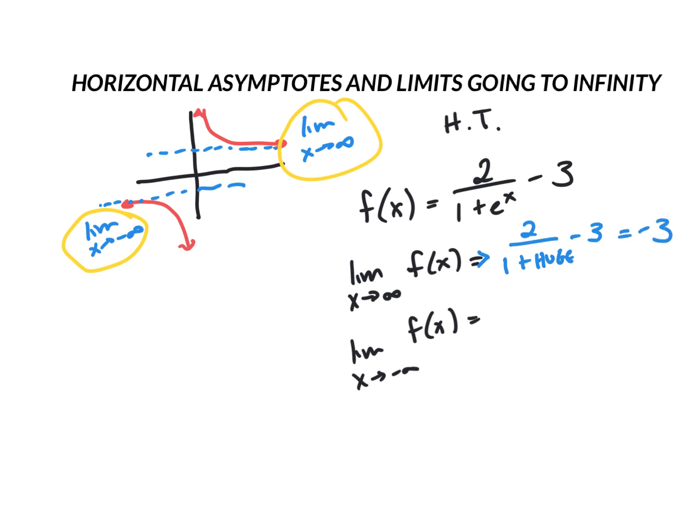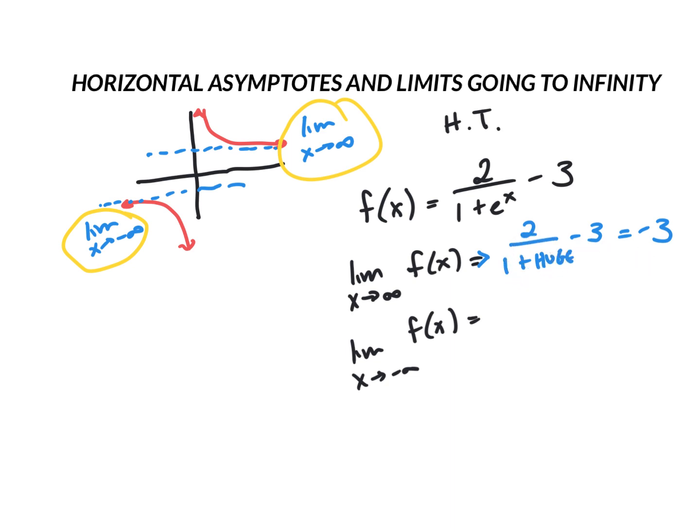And again, just think about the fact that if this got really big, 2 over 1,000, 2 over 10,000, 2 over 1,000,000, 2 over 1,000,000,000, this just keeps getting closer and closer to 0, and then you subtract 3.